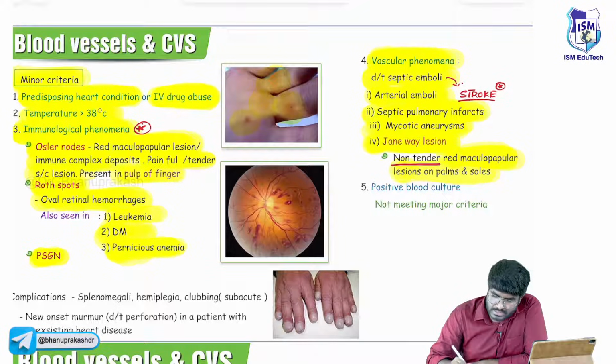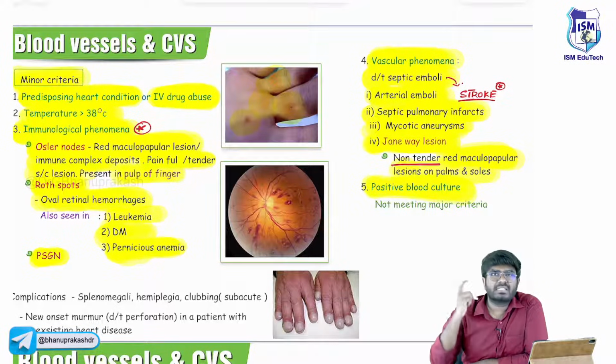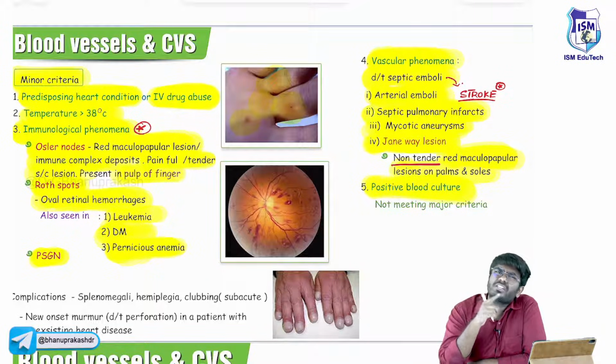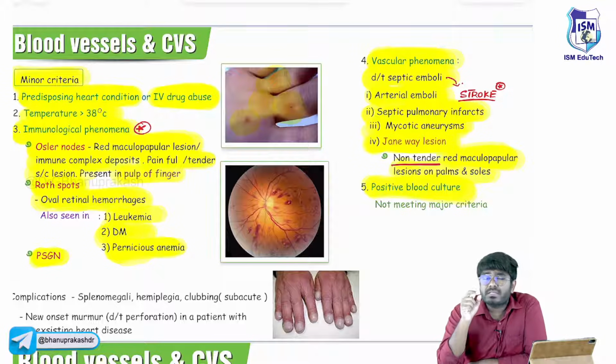Now some students might start scratching their head. The positive blood culture is considered as a major criteria, right? It's considered as a major criteria. But remember, there should be at least 2 blood cultures coming positive. At least 2 blood cultures should be coming positive.